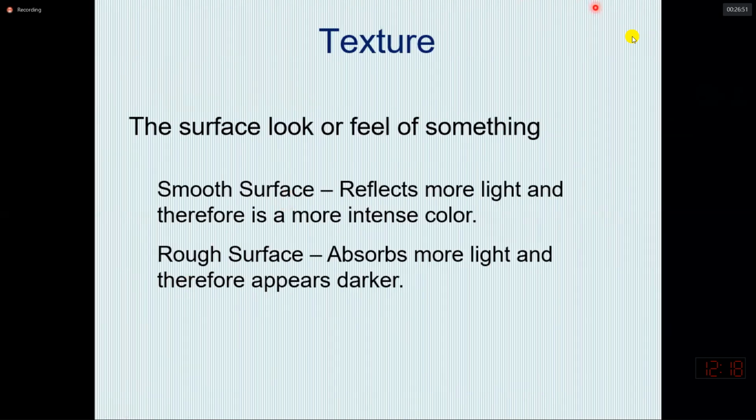Now let's move towards texture, the surface look or feel of something. Some materials used on the surface of buildings are smoother, while others are rough. Rough surfaces are mostly darker because they absorb light, while smooth surfaces reflect light, so they appear lighter and more intense in color.